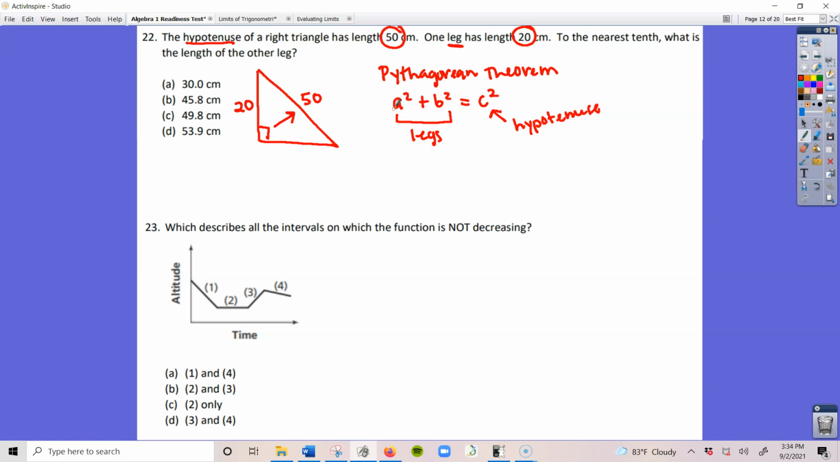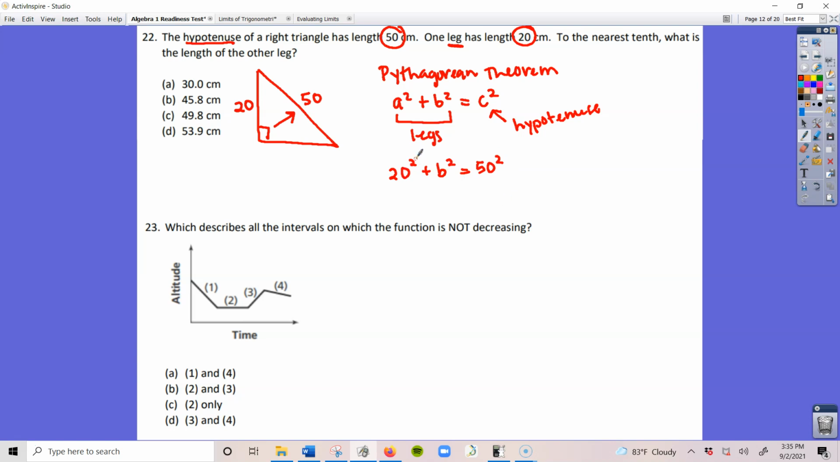It does not matter where you decide to put the leg numbers. A or B, you can change them up, doesn't matter. But C always has to be the hypotenuse. So 20 is a leg, you can put it for A or B. I'll put it for A. So that's 20 squared plus b squared, that's what I don't know, I want to figure that out, is equal to the hypotenuse, which is 50 squared.